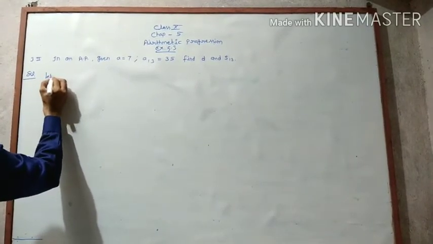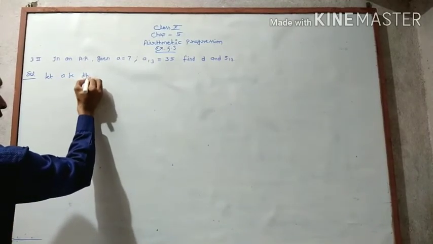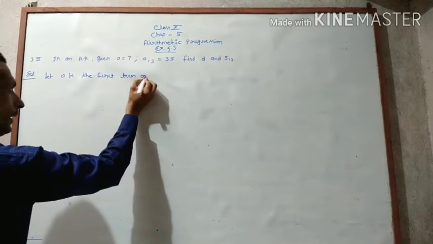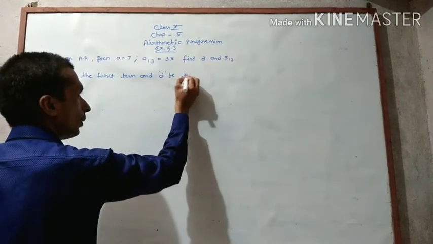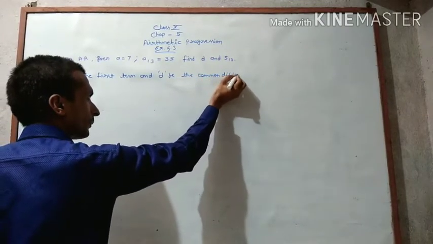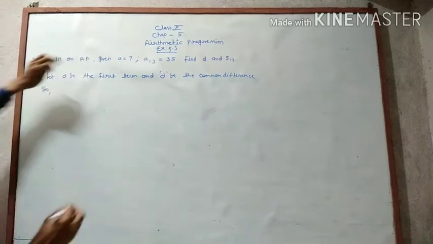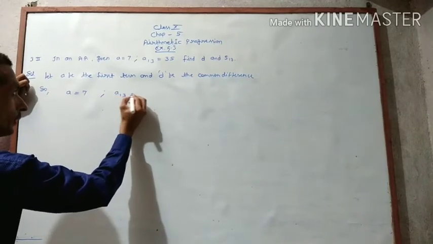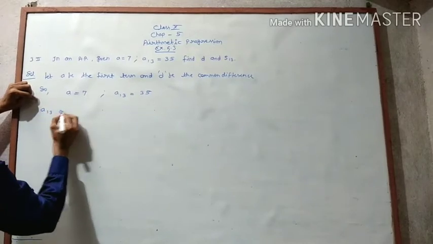Let a be the first term and d be the common difference. So here a equals 7, and the next value a13 is equal to 35. a13 means a plus 12d.